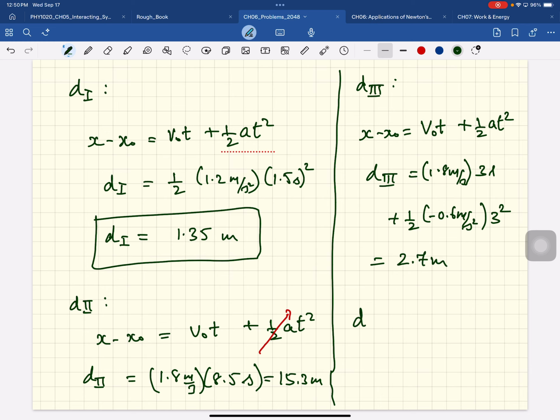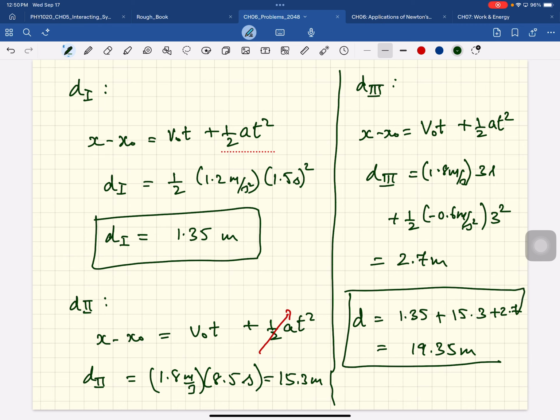So the total distance traveled was 1.35 plus 15.3 plus 2.7. Okay, that's 19.35 meters. So roughly 5 meters is a floor. So you climb 4 floors.